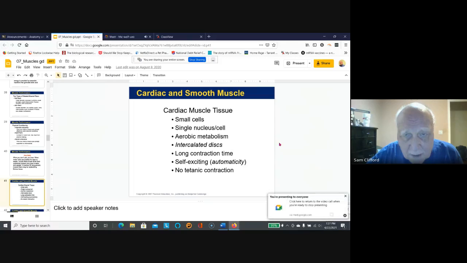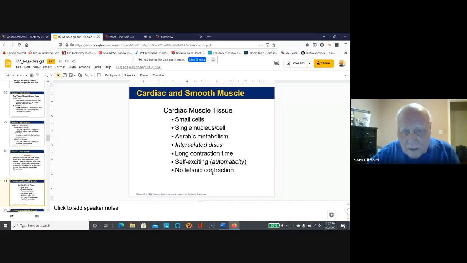So we'll go back to the PowerPoint. Cardiac tissue needs oxygen, has these intercalated discs, which are gap junctions, which allow the communication between the muscle fibers. So cardiac muscle needs oxygen, is connected by electrical synapses, and is self-exciting.